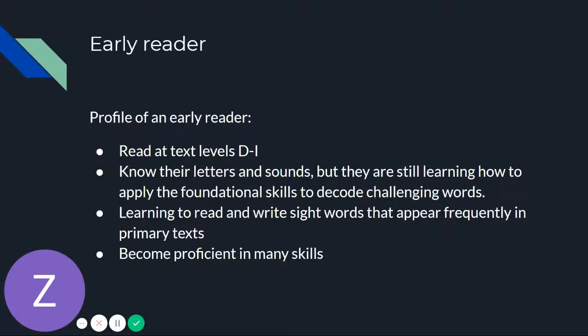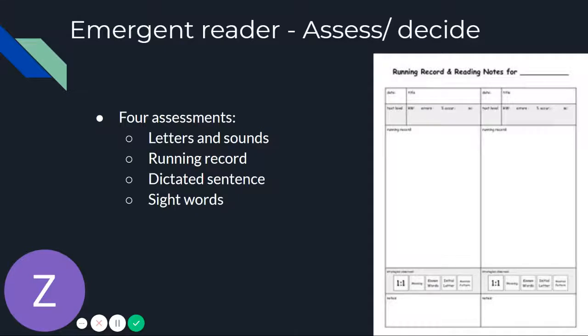So that is everything on the emergent reader, and this is where we first start the running records, and we'll get more into the running records later.